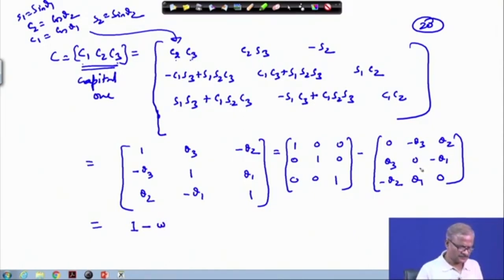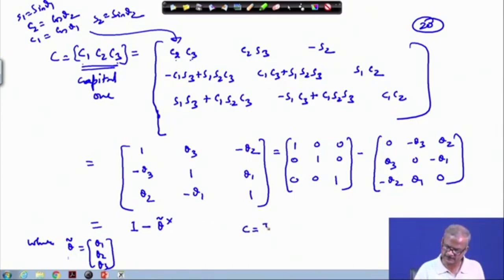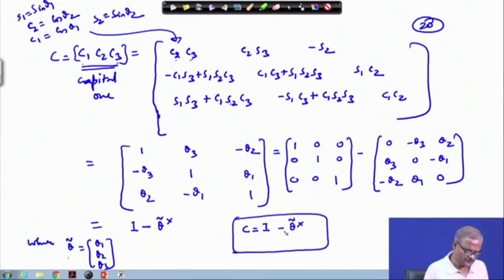We use the notation for this as theta tilde cross, this is not omega tilde, because these are the angles. So we will write in terms of theta tilde cross, where theta tilde is equal to theta 1, theta 2, theta 3. Therefore theta tilde cross, written in matrix notation, is nothing but the skew symmetric matrix. So for the infinitesimal rotation, the rotation matrix gets reduced to I minus theta tilde cross. This is a very useful result which we will be using while discussing the stability of the satellite. So thank you very much.